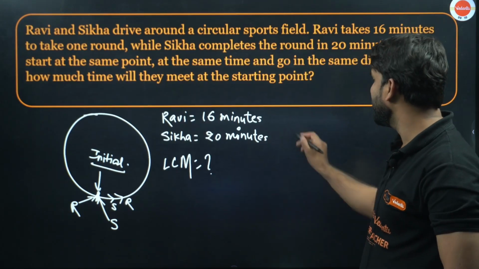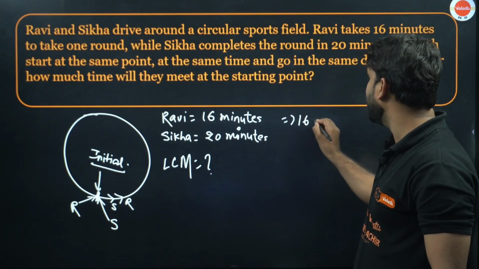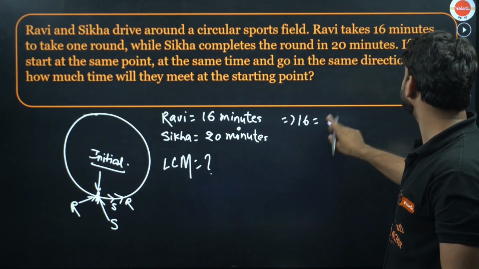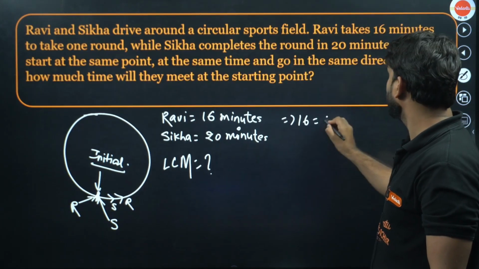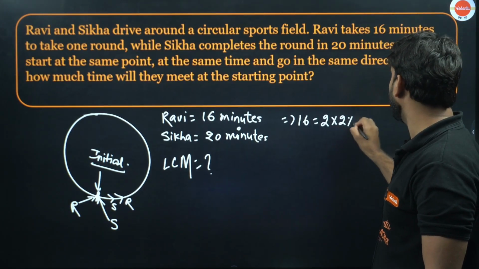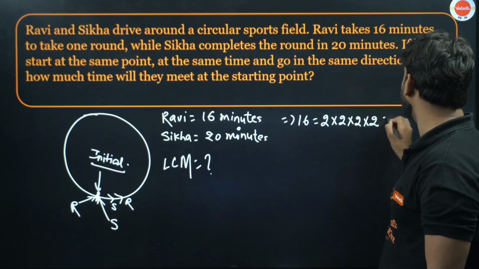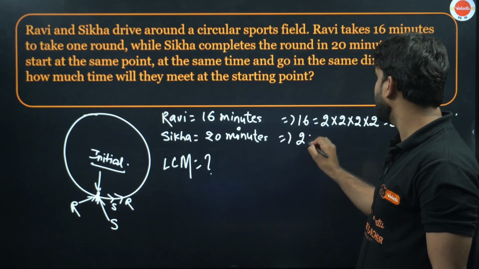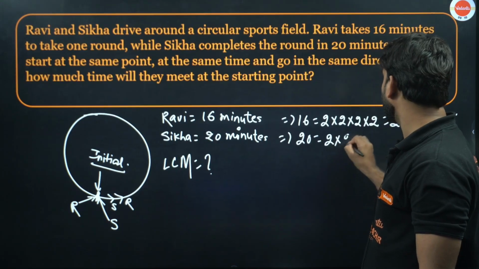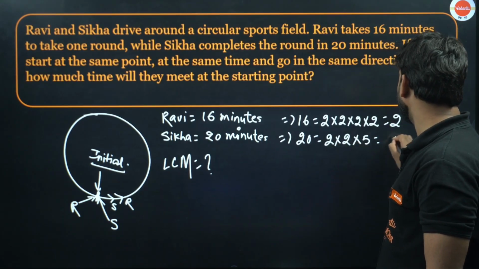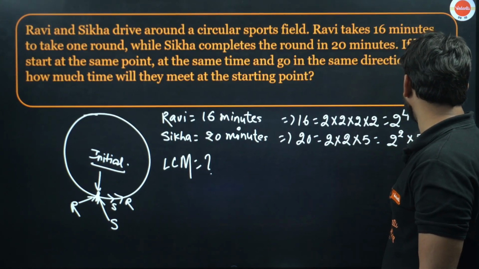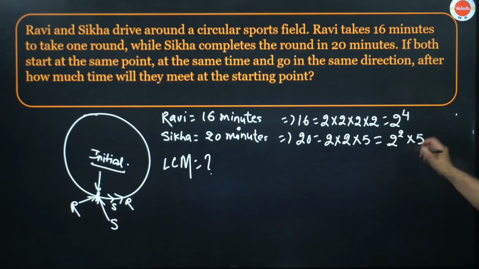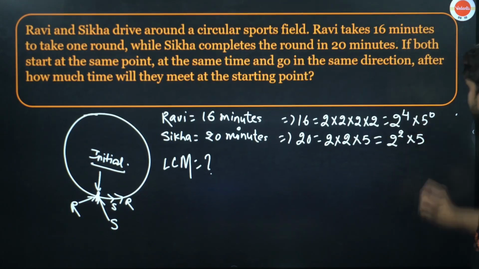So 16 can be written as 2 into 2, 2 into 2 is 4, 4 into 2 is 8, 8 into 2 is 16. So 2 to the power 4. 20 can be written as 2 into 2 into 5, 4 into 5 is 20. So 2 to the power 2 into 5. My dear champion, again the same trick. 5 is present here but 5 is not here, so we can take 5 to the power 0.